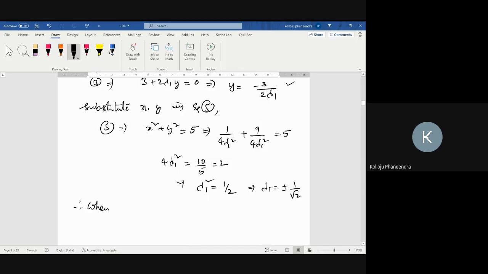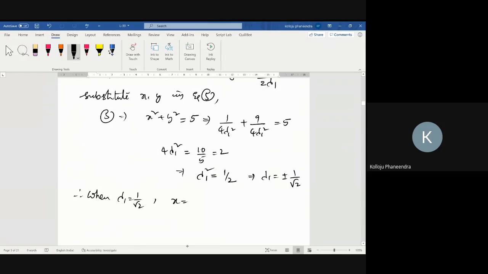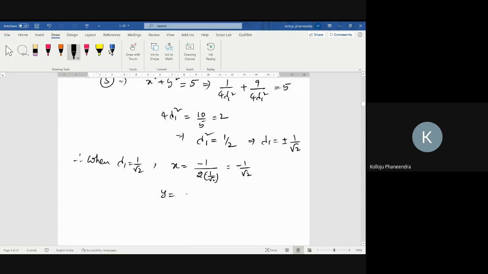Therefore, when lambda 1 equal to 1 by root 2, what is x value? What is the substitution? Minus 1 by 2 lambda 1, so minus 1 by root 2. That is equal to minus 1 by root 2, x value. Right? Next one, what is the y value? y is minus 3 by 2 lambda 1, that is minus 3 by root 2. y value is over. x value, y value.